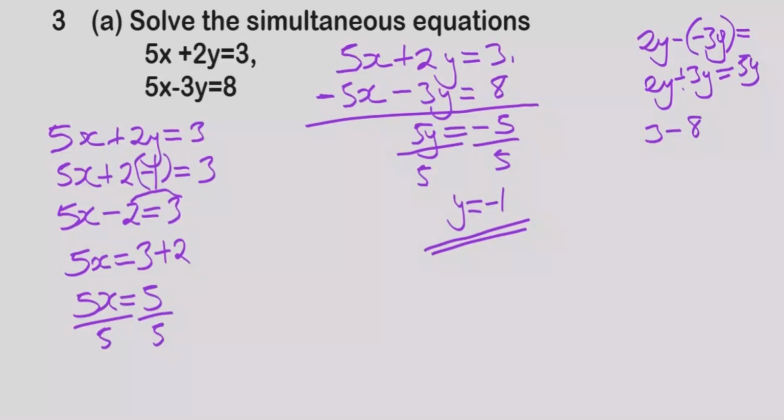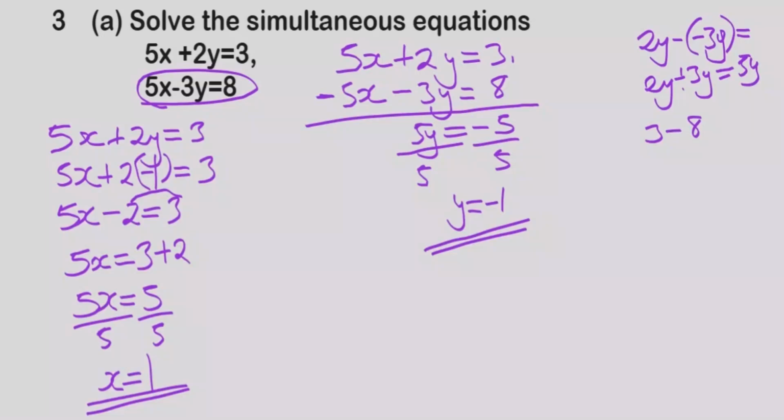Then 5x divided by 5 will give us x, which will be equal to 5 divided by 5, which gives us 1. And that is the value of x. Now we have found the value of x. If you are not sure whether you have gotten the correct value of x or the correct value of y, we can use the equation that we haven't used. Please never use the same equation. We use the different equation that we haven't used.